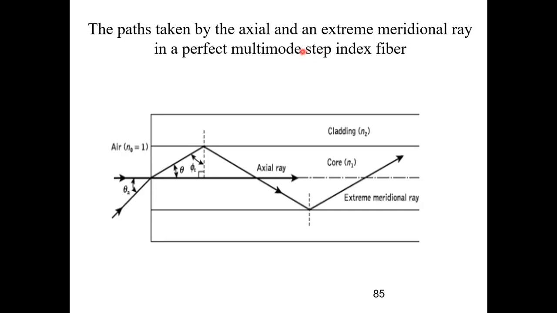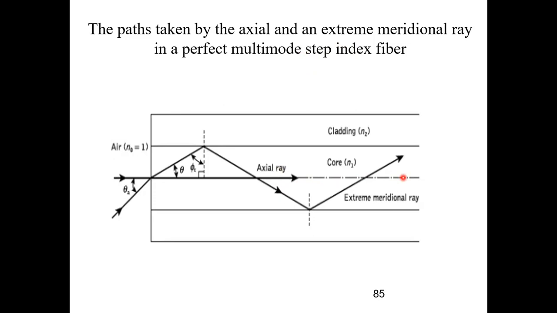And remember, why are we doing this? We want to estimate the pulse broadening that takes place due to intermodal dispersion. Ideally, all the pulses should reach the output at the same time. But due to dispersion, one pulse is reaching early, the other pulse is reaching late. And we want to calculate that pulse broadening.